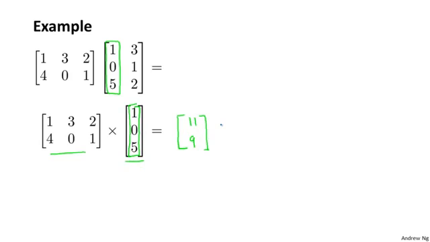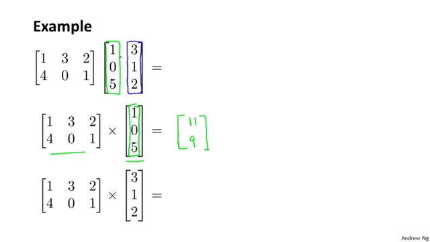Then the second thing I'm going to do is pull out the second column of the matrix on the right, and take the matrix on the left and multiply it by that second column. Again, this is a matrix-vector multiplication step from the previous video, and if you multiply this matrix and this vector, you get 10, 14. By the way, if you want to practice your matrix-vector multiplication, feel free to pause the video and check this product yourself.